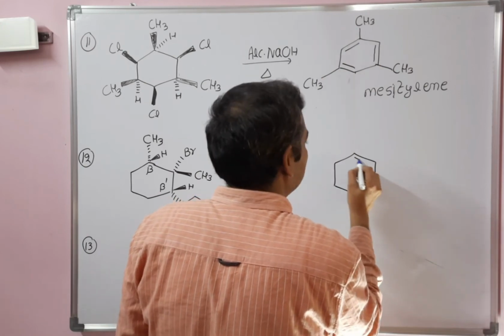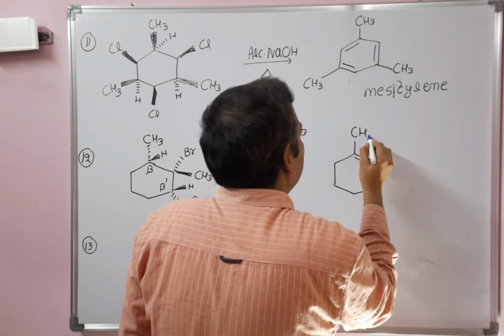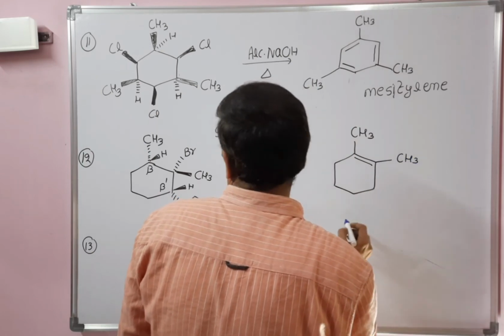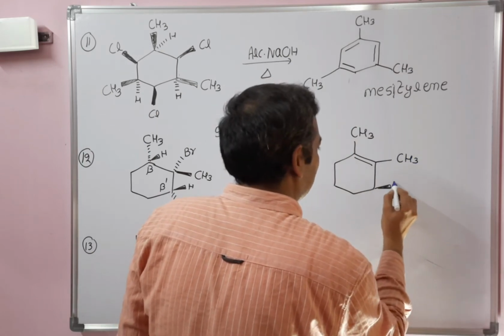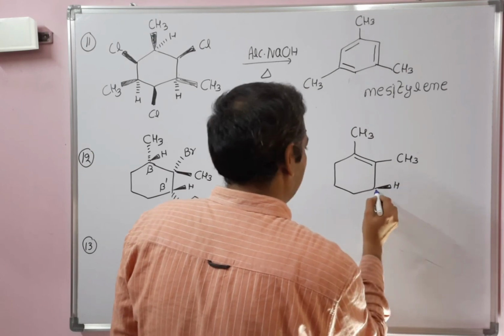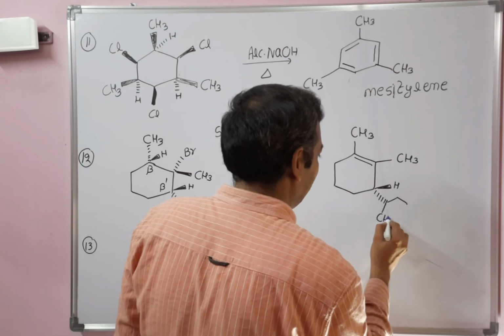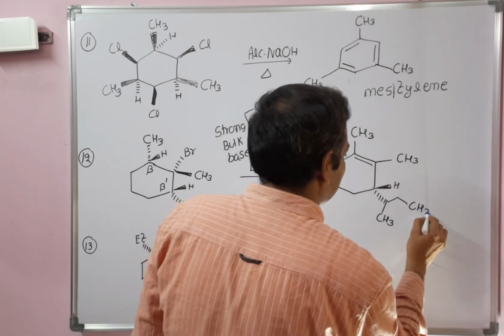So the double bond goes in this direction, with CH3 here and CH3 there. After a double bond, there is no need to write above and below the plane. But where there is no double bond, we need to write the above and below the plane. This is CH3, right?